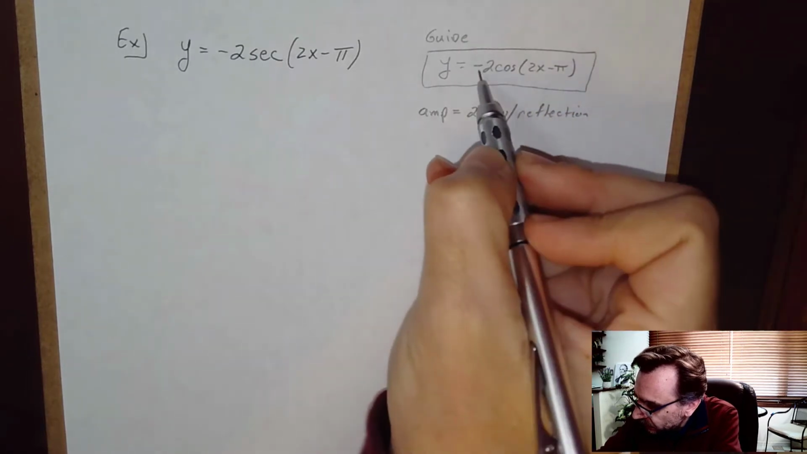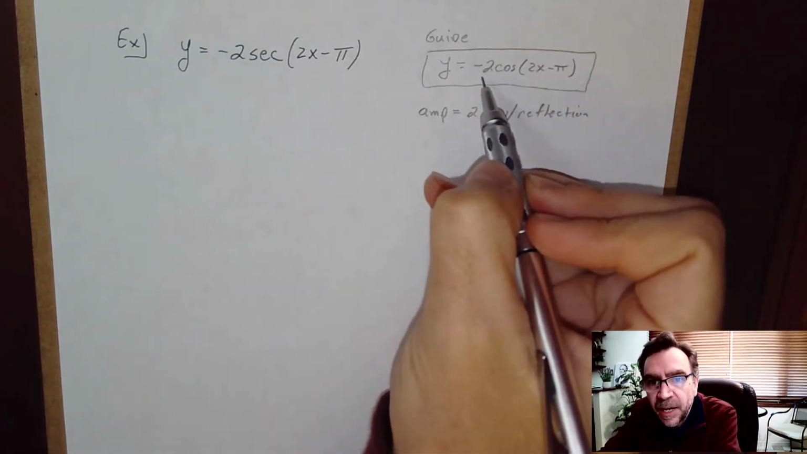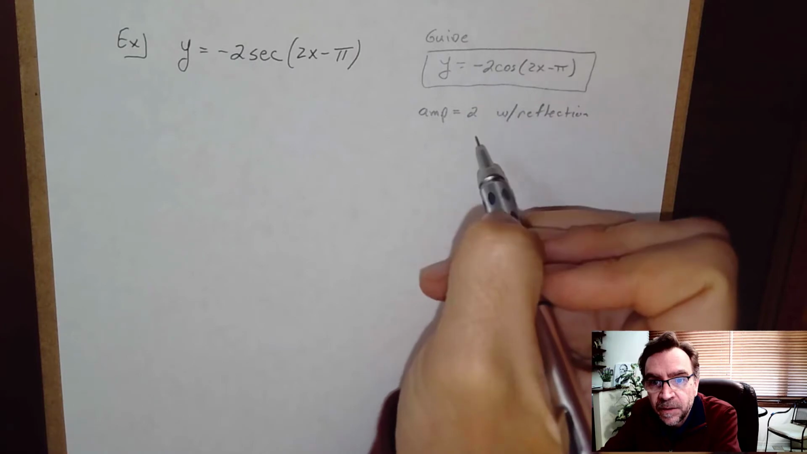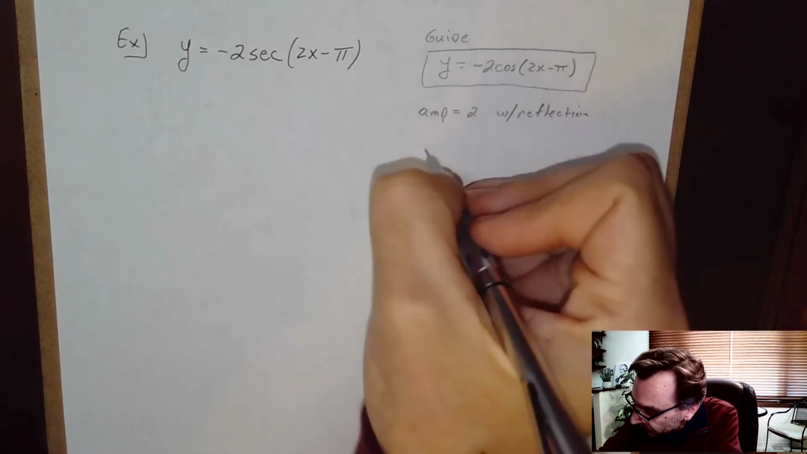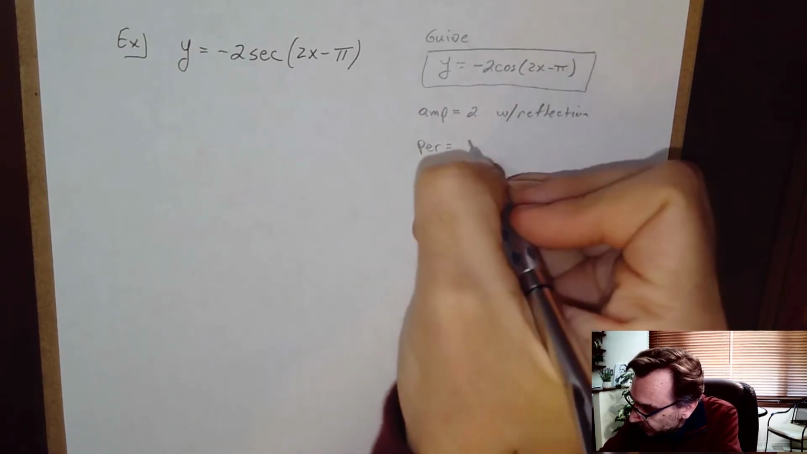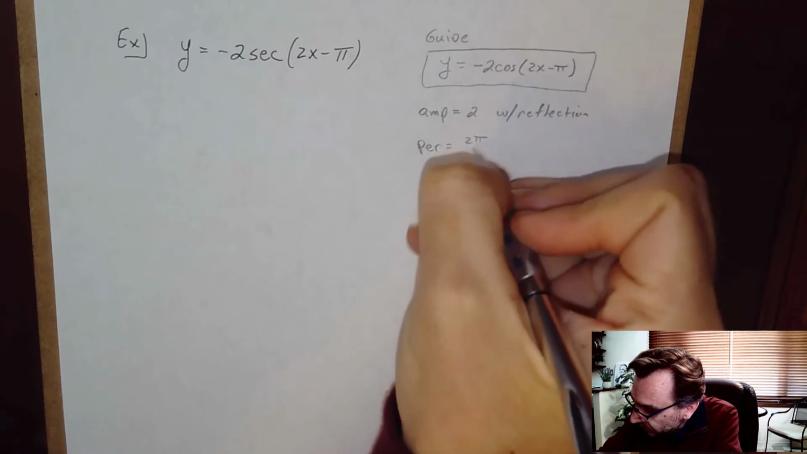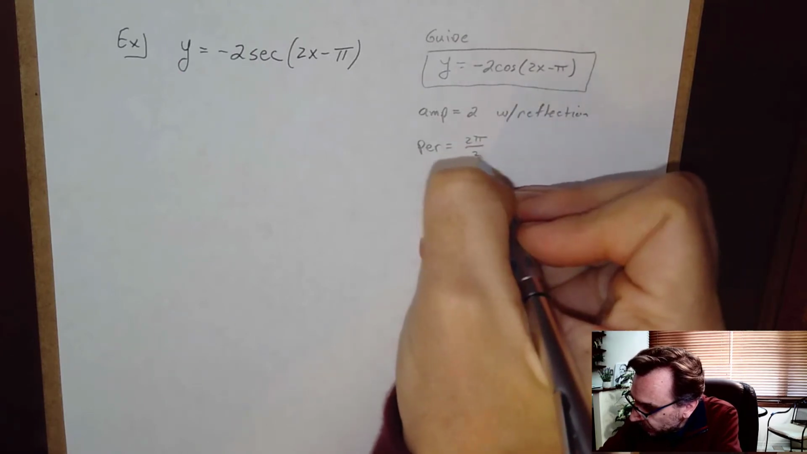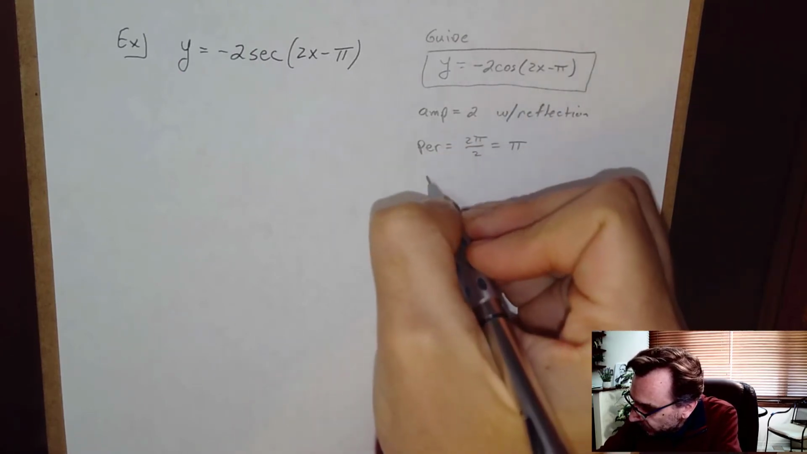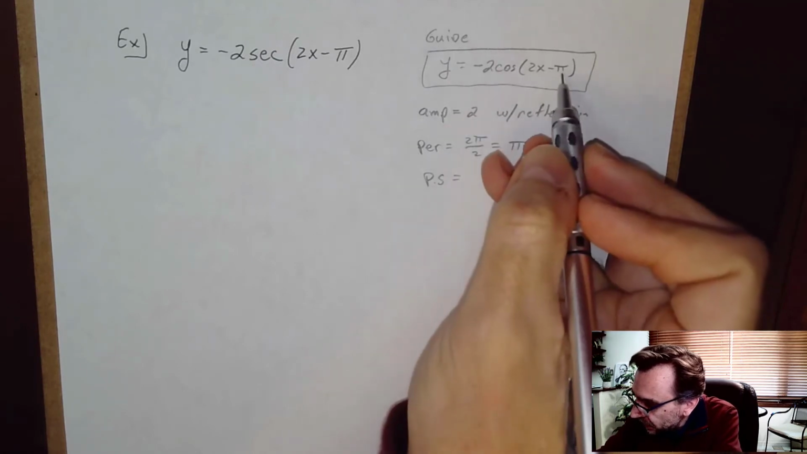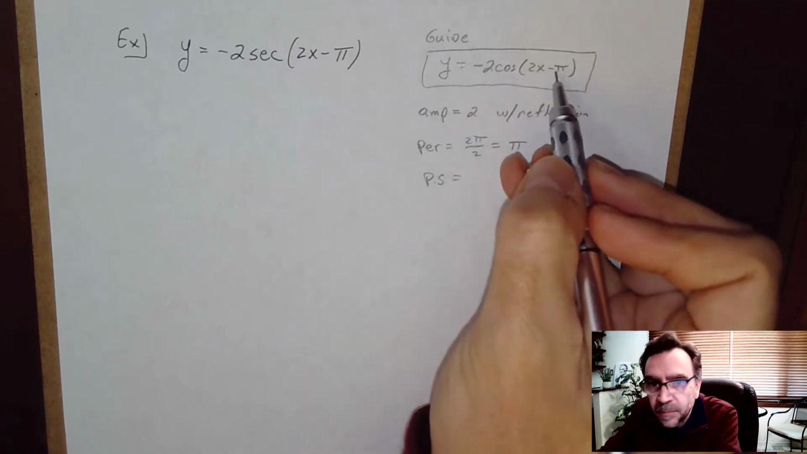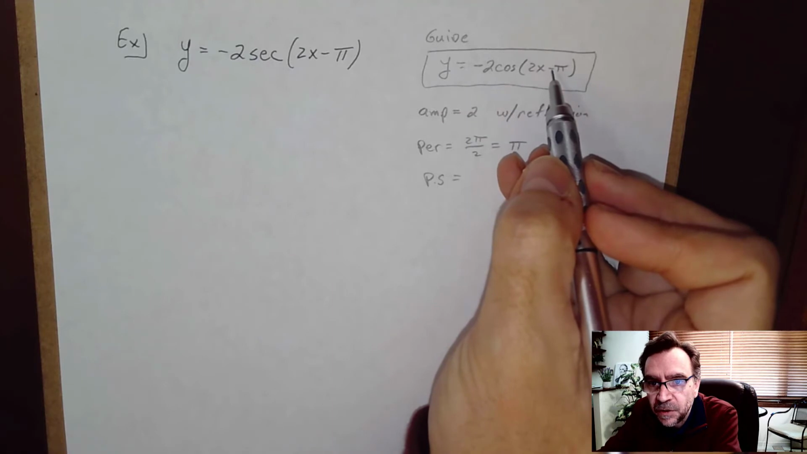Remind myself that I will have to reflect that. Now remember, the amplitude is the absolute value of A. So the amplitude is actually 2 here. The period is 2 pi over omega. So omega here is 2, so the period on this one is pi. The phase shift is phi over omega, so this is a minus pi, so that's a shift to the right.